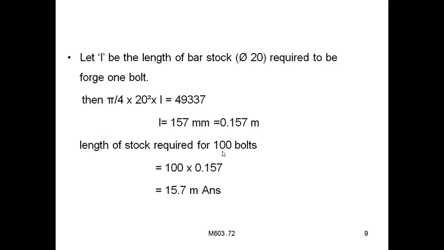So the length of the stock required for 100 bolts is calculated from the length of the bar stock required for 1 bolt, that is 0.157 meters. He is multiplying this with 100, you will get this value. That means 15.7 meters of the bar of diameter 20 mm is required. A bar of 20 mm diameter for a length of 15.7 meters is required to produce 100 bolts of the given size or with the given dimensions.